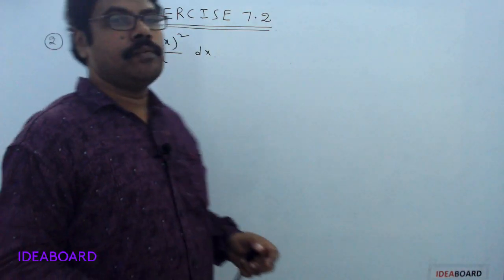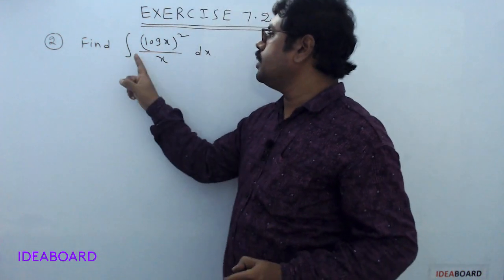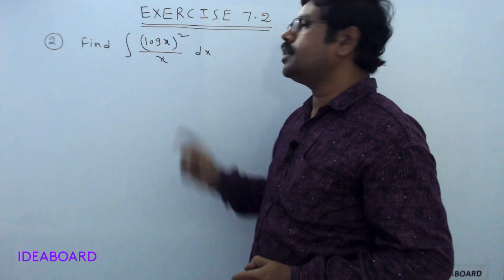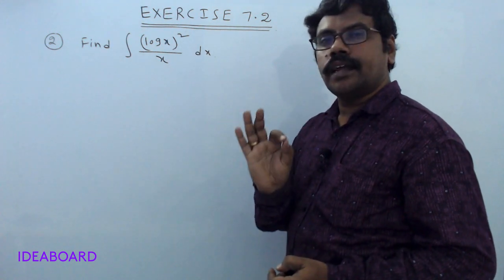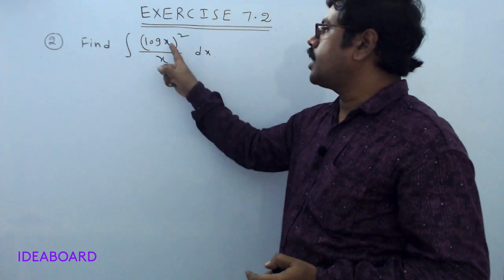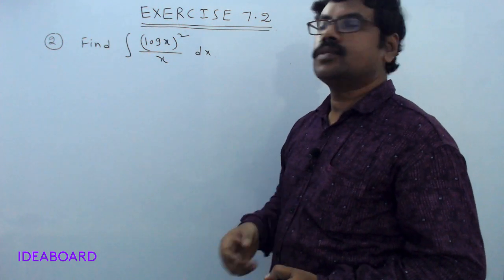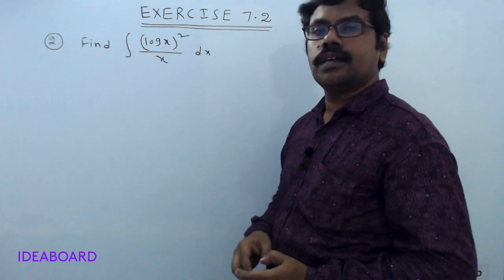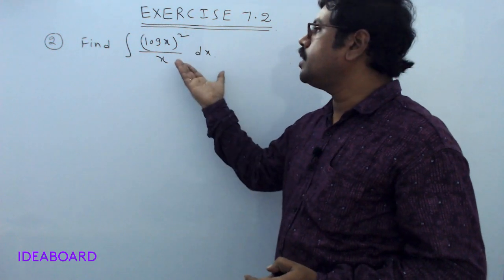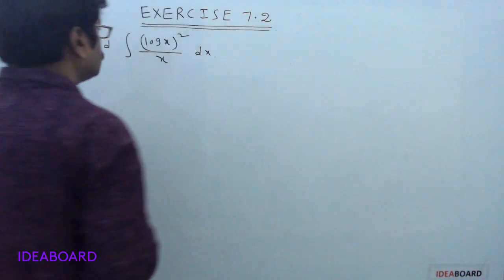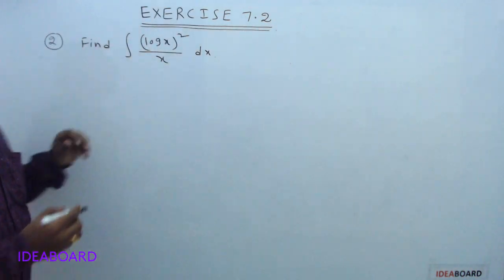Now see the next problem. Find integral (log x) whole square divided by x dx. What is the derivative of log x? Log x derivative is 1 by x. If you take the substitution log x as t, then we can integrate this function very easily. Now take the substitution log x equals t.